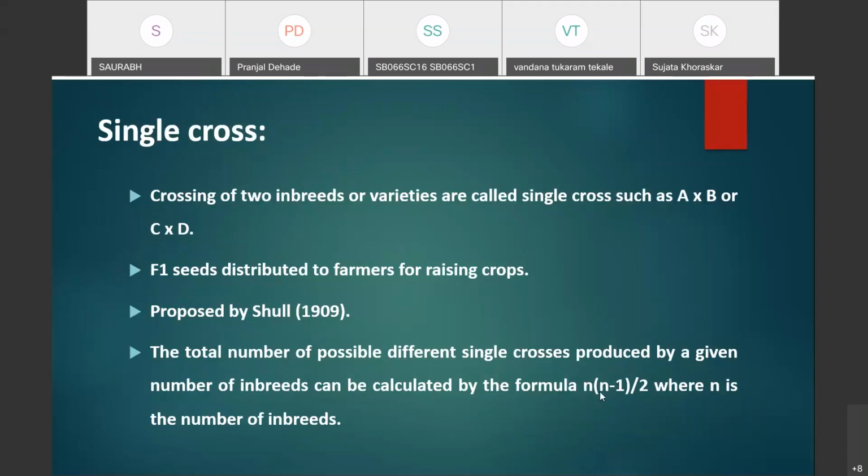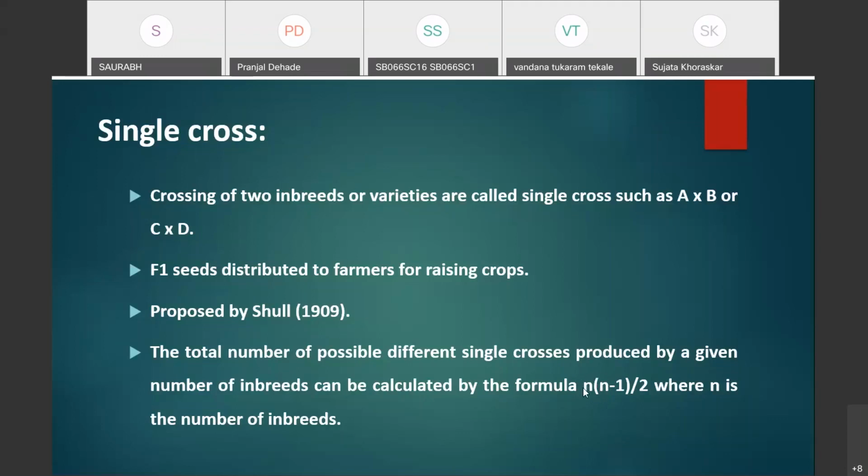If we put n equal to 4, replacing the number of inbreds value n by 4, then the answer will be 6. That means these 4 inbreds A, B, C, D can be crossed, and the number of possible crosses between these 4 inbreds is 6.